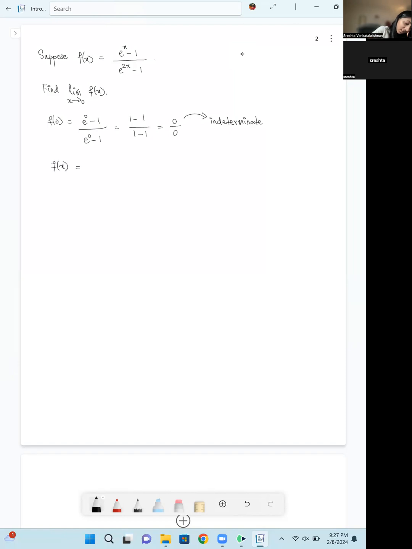Now, what about the denominator? e to the 2x can be written as e to the x, the whole squared, right? Because a to the power m, to the power n, is just a to the power m times n. And because of that, we're able to write e to the power 2x as e to the power x, the whole squared.